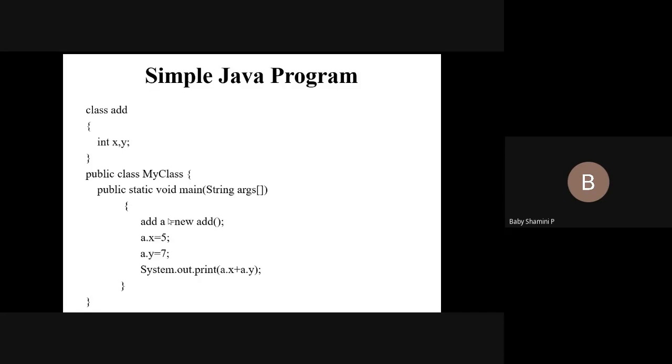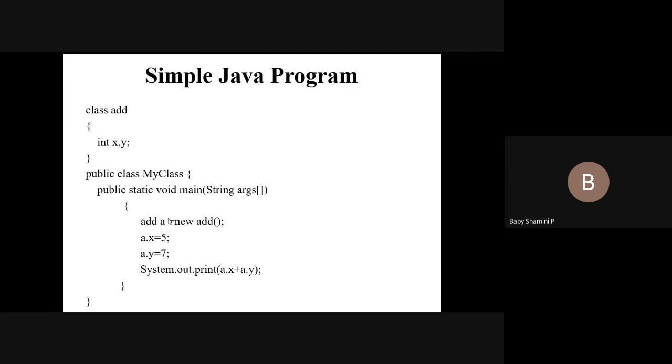So this is a simple Java program. Every Java program must contain a class. So here I am using the class name, class followed by class name. Class is a keyword, add is a class name. Inside, I am going to declare variables integer x and y. These x and y can be accessed only within this class. Next, public class, my class. Inside I am going to write our main function, public static void main string args. So this is our main line.